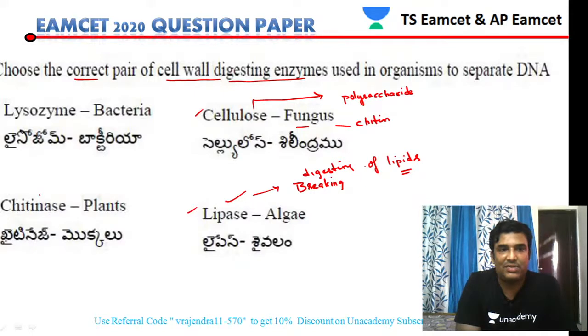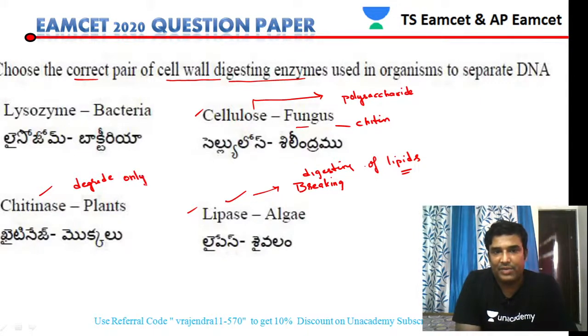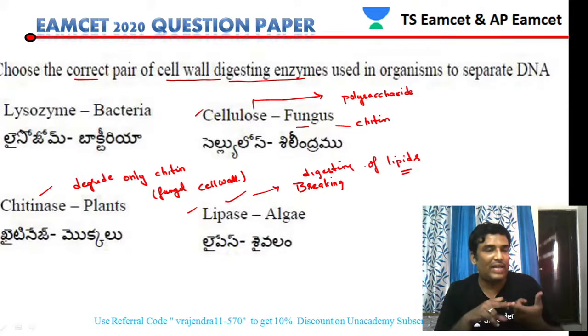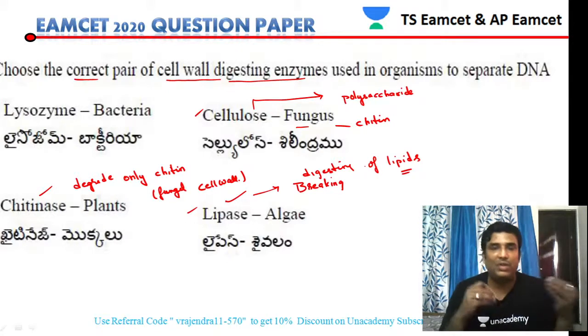Then chitinase. Chitinase is the enzyme that can break down only chitin, and chitin is present in fungi. So the fungal cell wall can be digested by chitinase. Similarly, lipase breaks down lipids. Cellulose is a polysaccharide, it is not an enzyme at all.